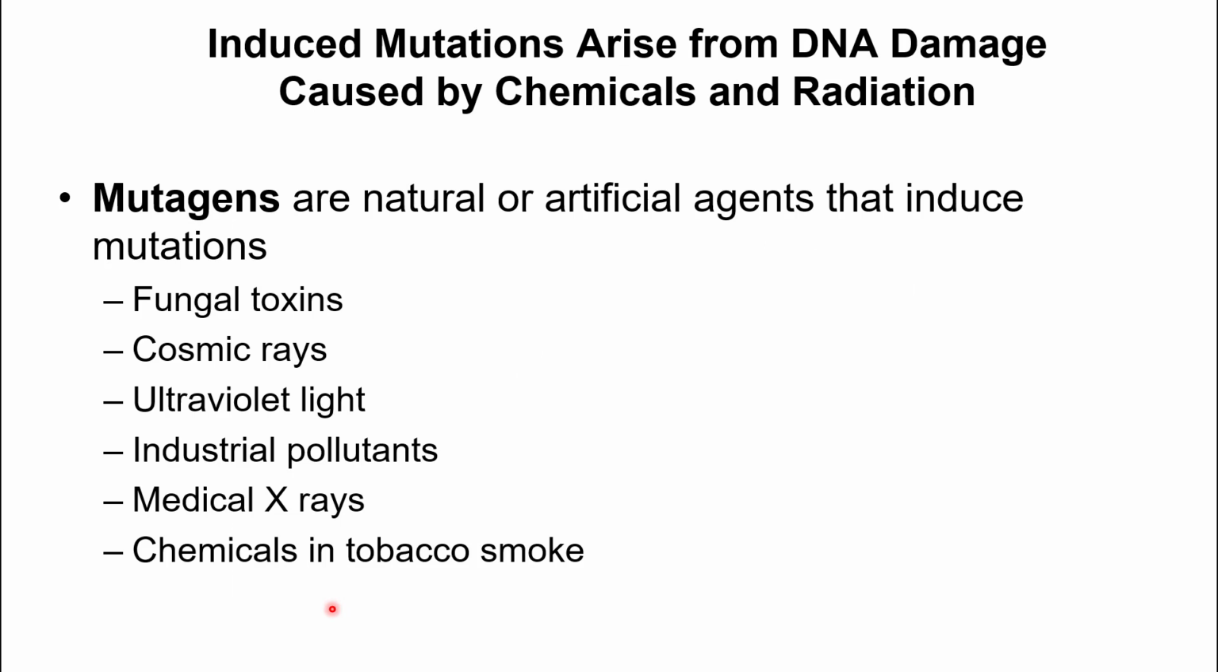mutations. Now, on the other hand, if we talk about induced mutations, these arise from DNA damage caused by chemicals or radiation, so by foreign substances. We call those substances mutagens. They can be natural or artificial agents, but they cause mutations to be more likely to happen than just through tautomeric shifts or deaminations or depurinations. Some examples of this would be things like fungal toxins, cosmic rays, ultraviolet light, industrial pollutants, medical x-rays, even the chemicals in tobacco smoke.